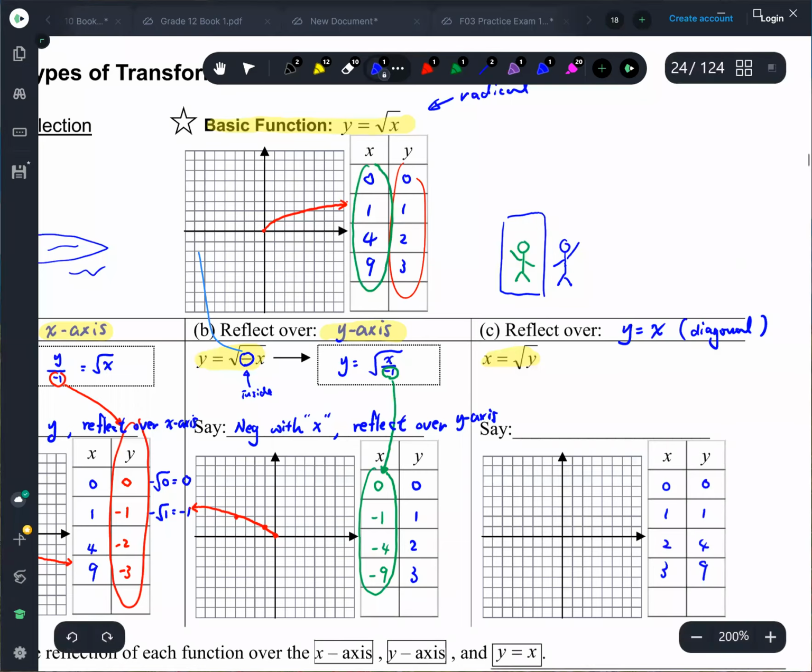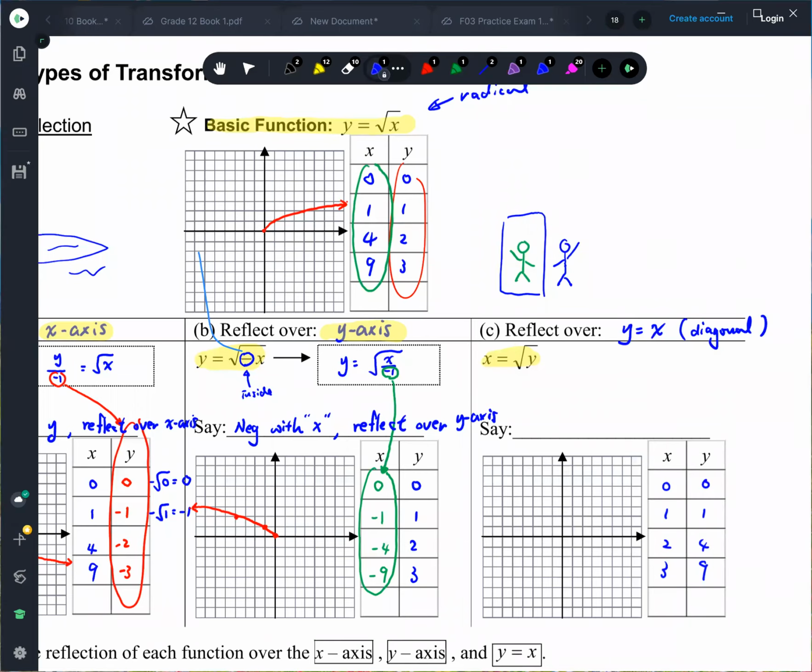So now please follow the points and do the graph. Okay, let me know when you finish. Just raise your hand.